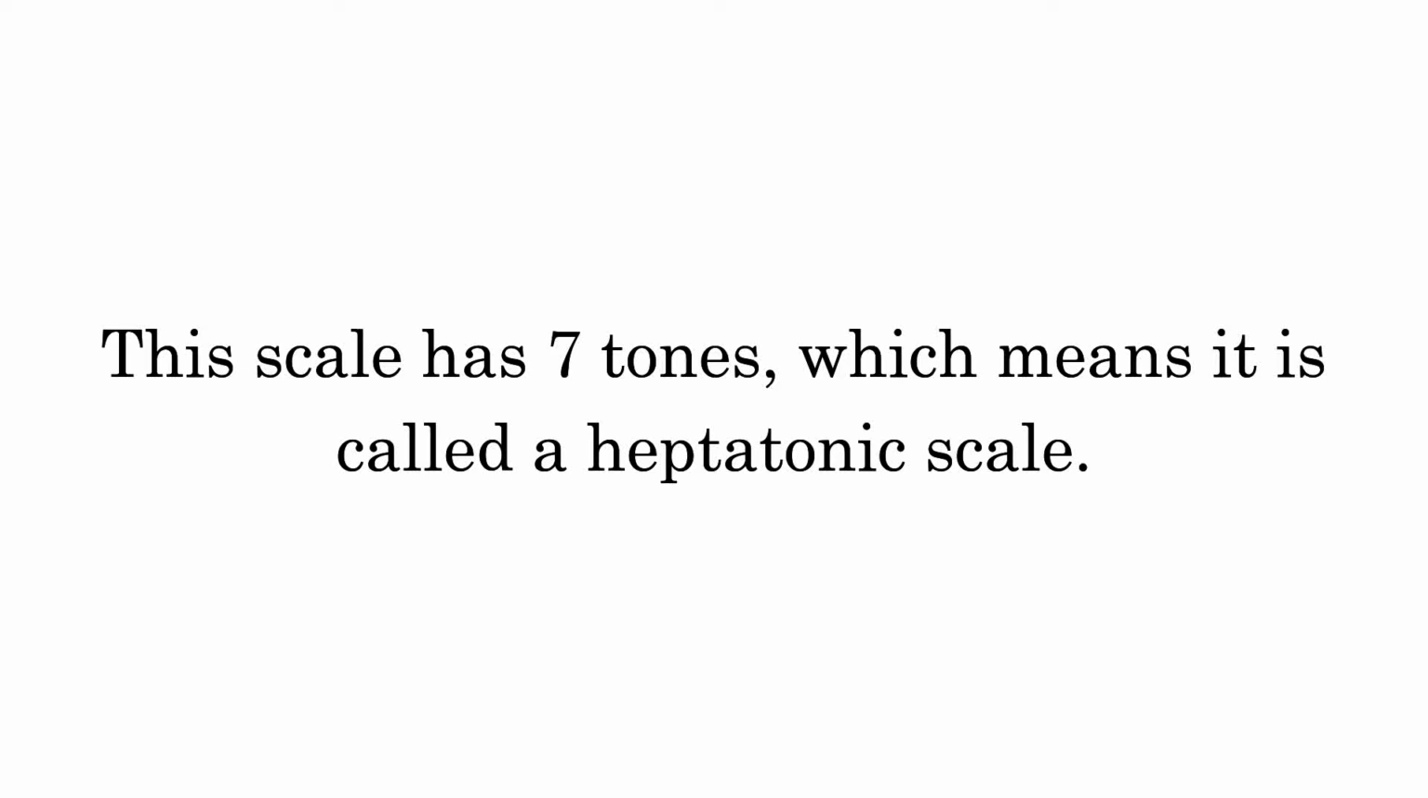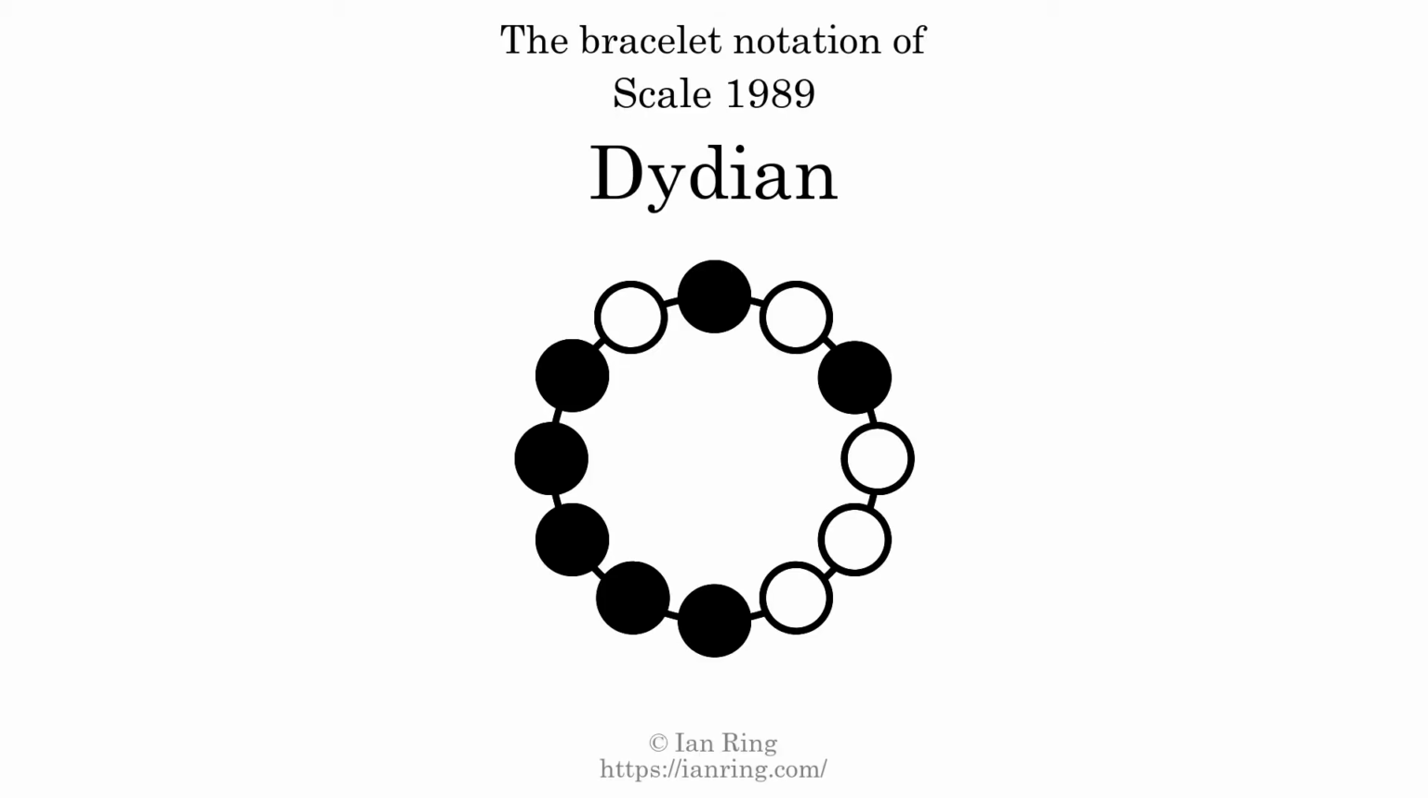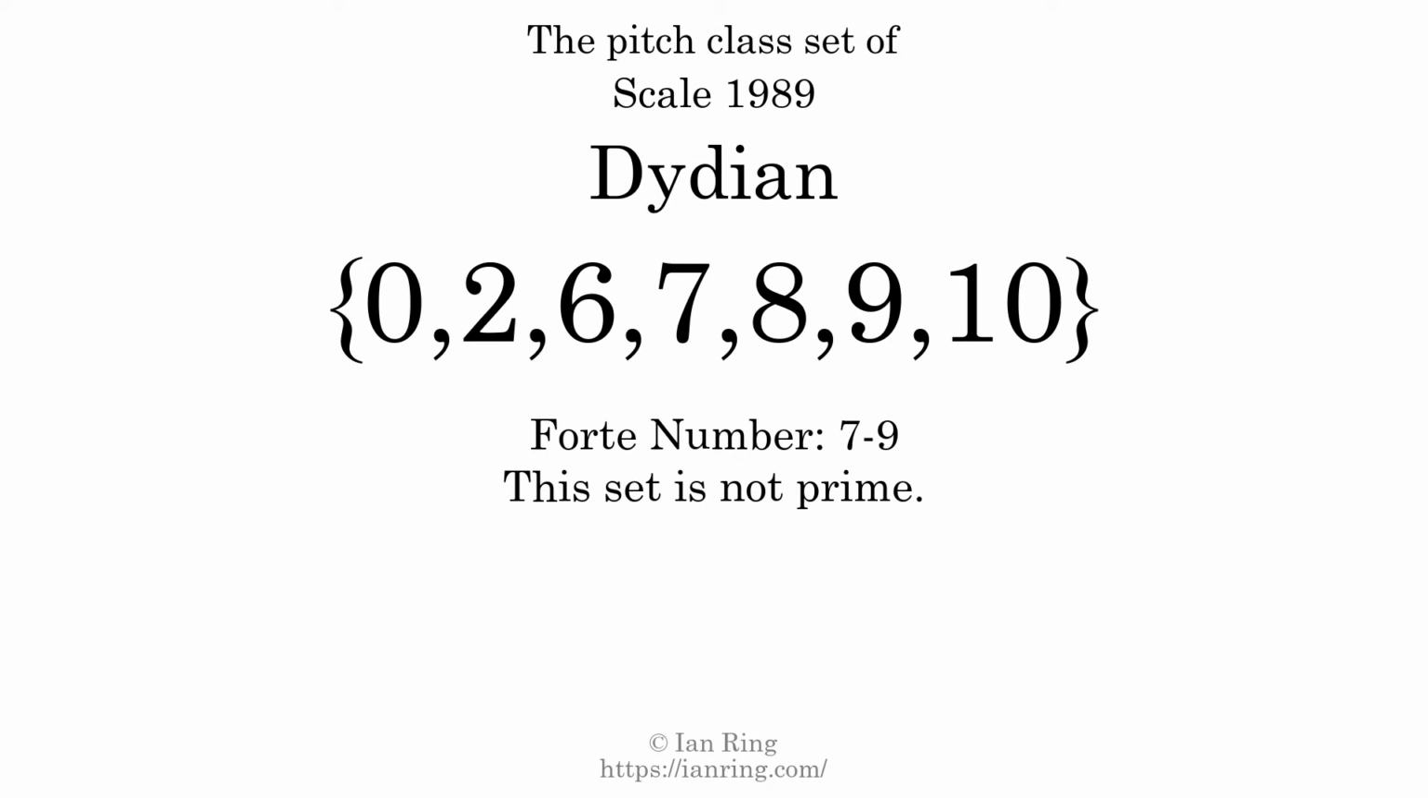This scale has 7 tones, which means it is called a heptatonic scale. This is a bracelet notation diagram of scale 1989. The shaded circles represent tones that appear in the scale, and they are read clockwise, starting at the top. The pitch class set for this scale is 0, 2, 6, 7, 8, 9, 10.